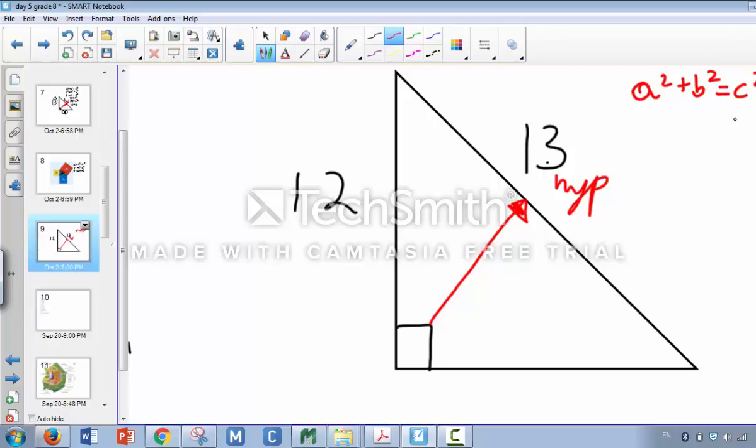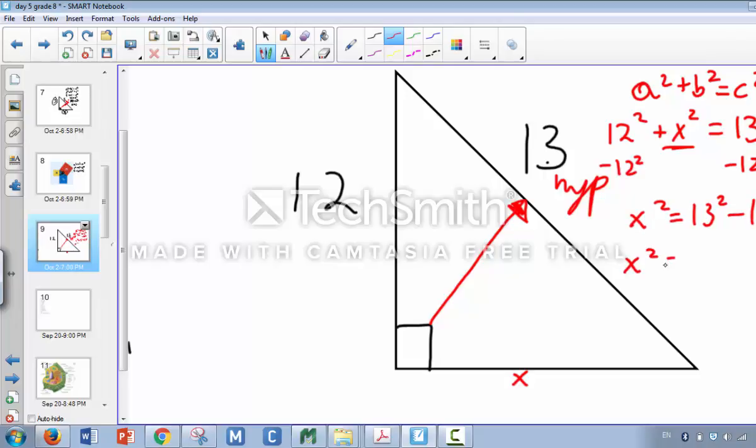C squared is my hypotenuse, so I'm going 13 squared. And then we're just squaring both the sides. 12 squared plus, we'll call this x. X squared is 13 squared. We're solving for x here. I want to get x by itself, so I'm going to subtract 12 squared from both sides. X squared is 13 squared minus 12 squared.